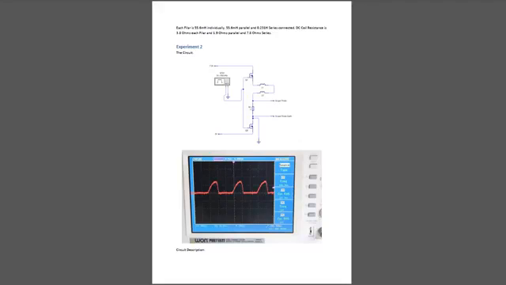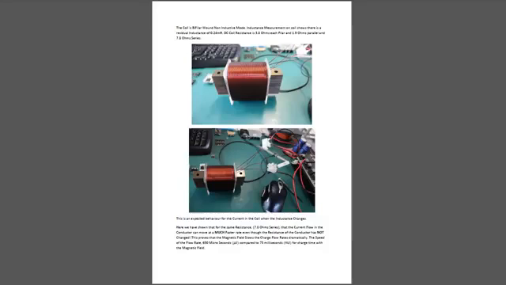Experiment 2. The circuit. Circuit description. The coil is bifilar wound non-inductive mode. Inductance measurement on coil shows there is a residual inductance of 0.24 mH.